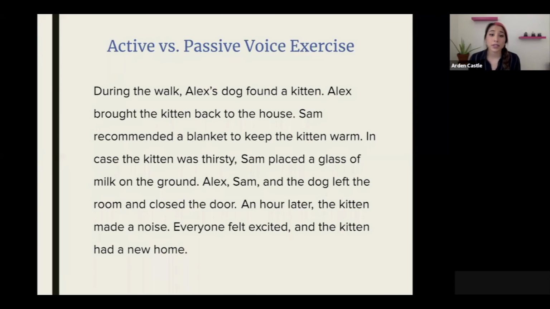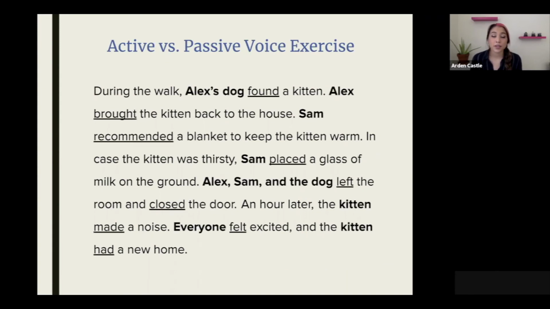Alex, Sam, and the dog left the room and closed the door. An hour later, the kitten made a noise. Everyone felt excited, and the kitten had a new home. So consider this revised paragraph and go ahead again and pause the video to identify the characters and actions. So these revisions placed the character before the action in each sentence, and they were able to replace the word was with a stronger verb.